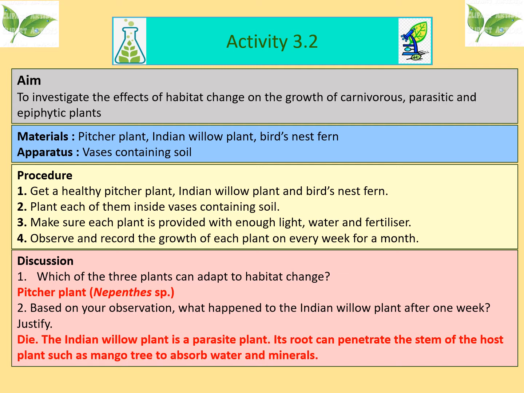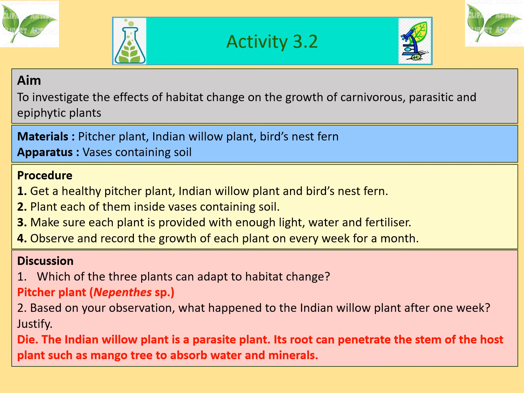Discussions. This is after one month of observations. Which of these plants can adapt to habitat change? The answer is pitcher plants or Nepenthes, because the pitcher plants have the ability to trap insects. So the insects can supply nitrogen to the plants, so pitcher plants can live in soil that lacks nitrogen.